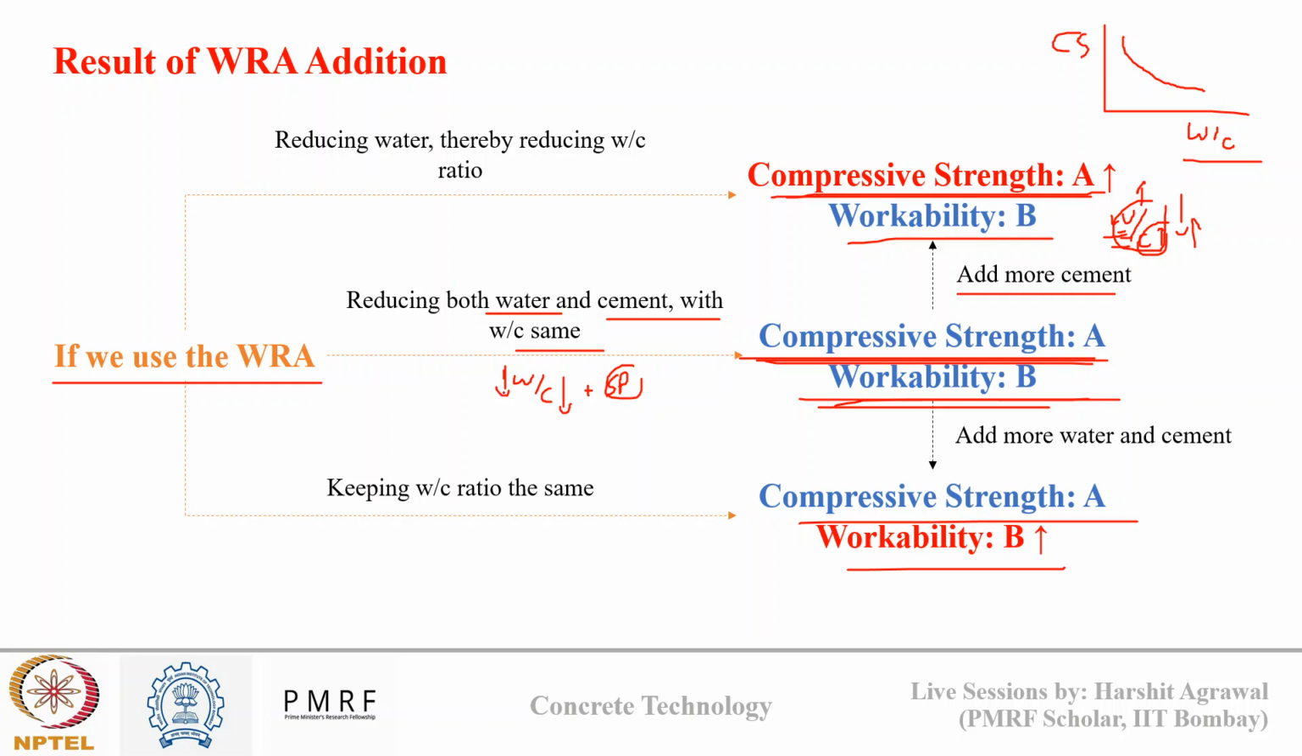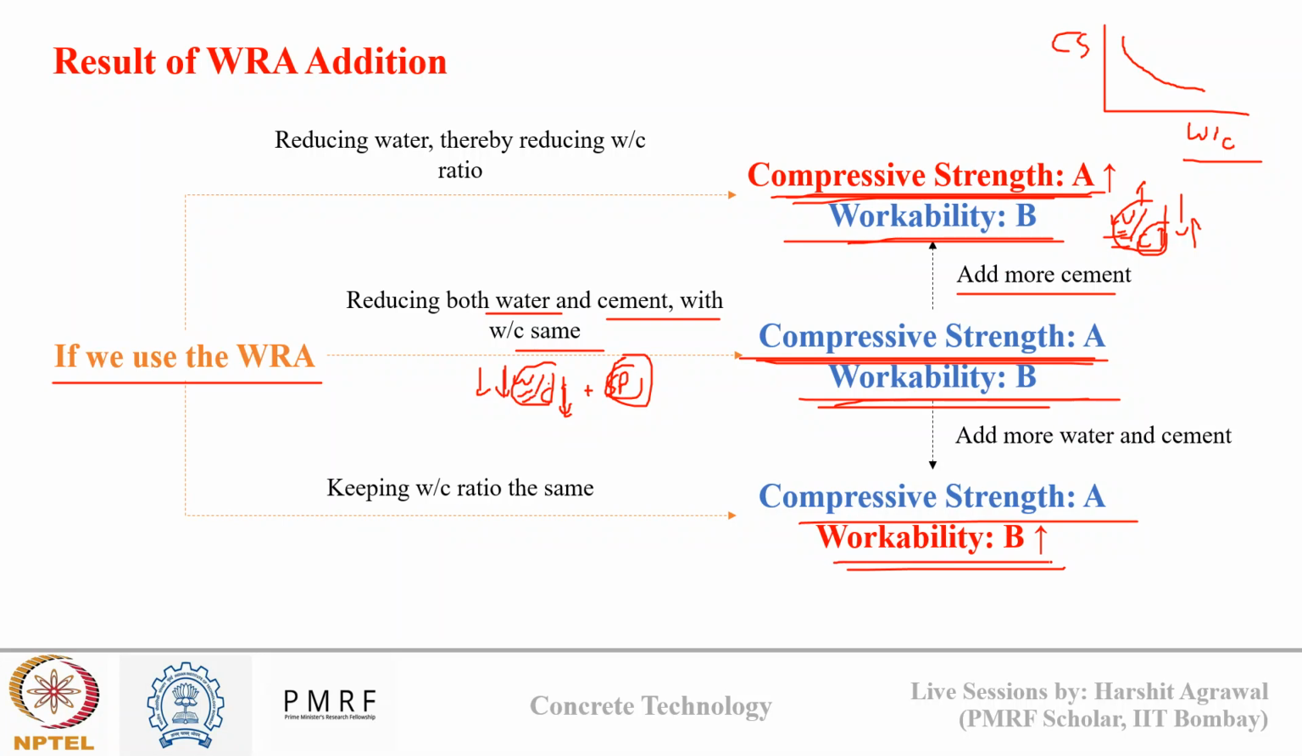Now, if I want to increase the compressive strength, what will I do? I will reduce the water. I will keep the cement the same. If I reduce the water, W by C ratio will come down, so my strength will increase. And since I've added SP, my workability won't be affected. It will compensate for the less water that is there in the system.